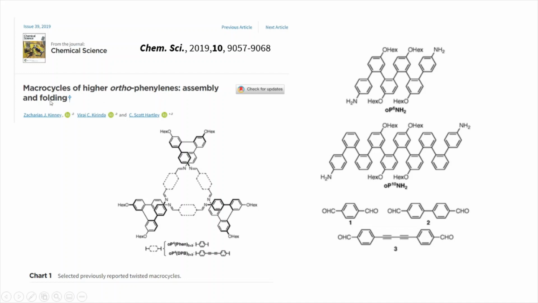And here he published another paper on similar work. Again the linker is a dialdehyde, using benzene, biphenyl, or alkyne-type compounds to make this, and it also shows the assembly of this macrocycle, how they are happening, ring size and stability. If you are interested, you can read this paper. This is also published in ChemSci in 2019.